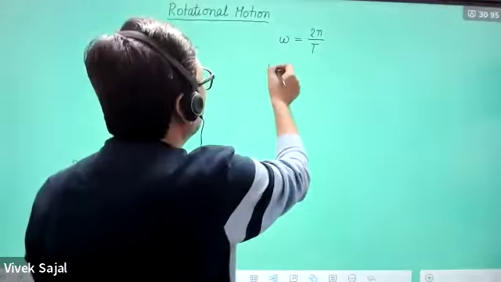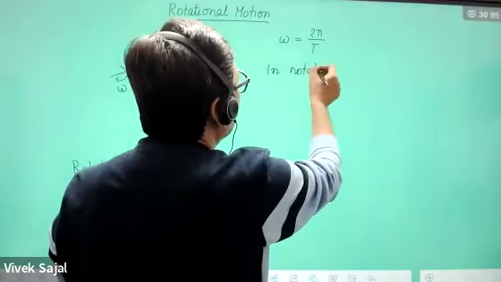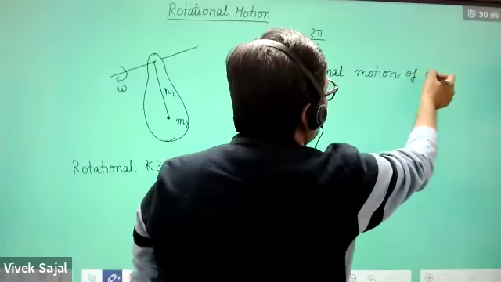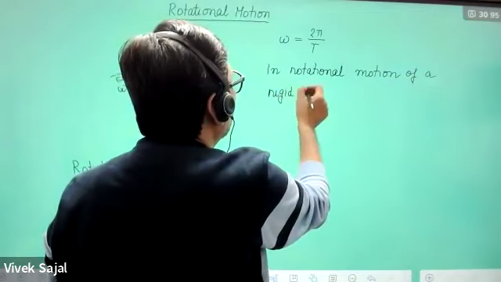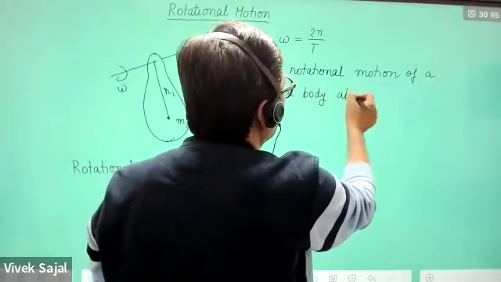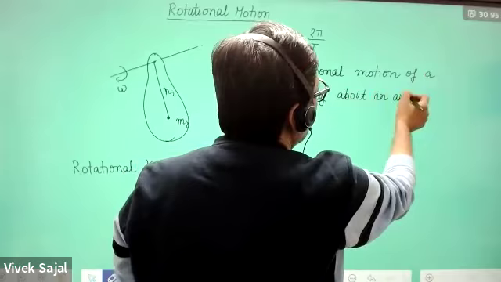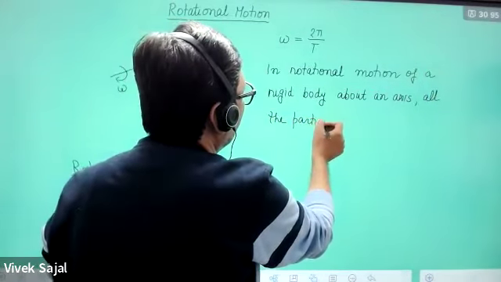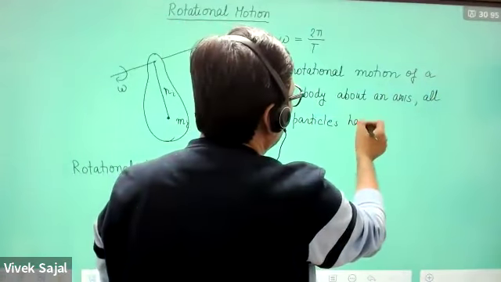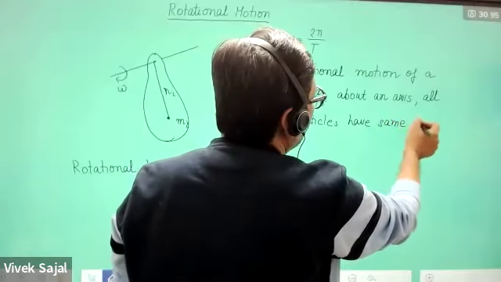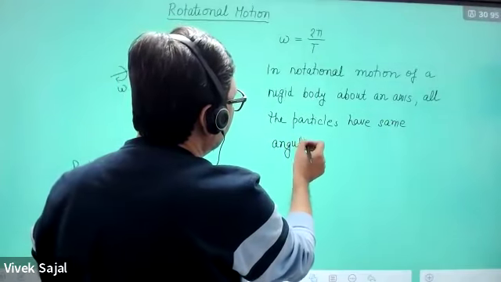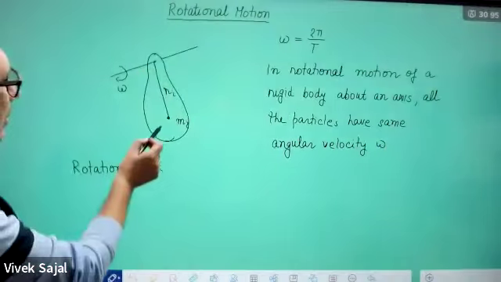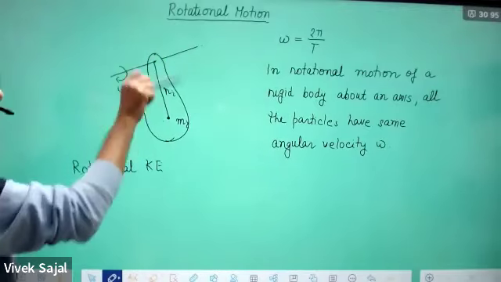One thing is important here. In rotational motion of a rigid body about an axis, all the particles of the rigid body have the same angular velocity omega.